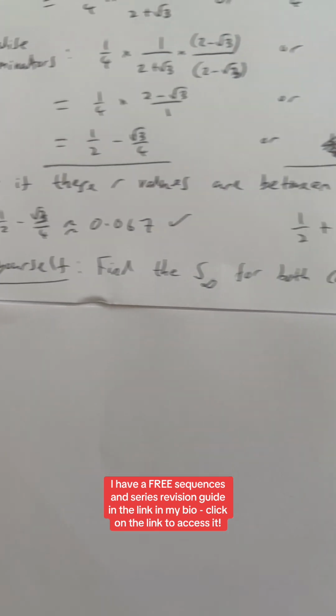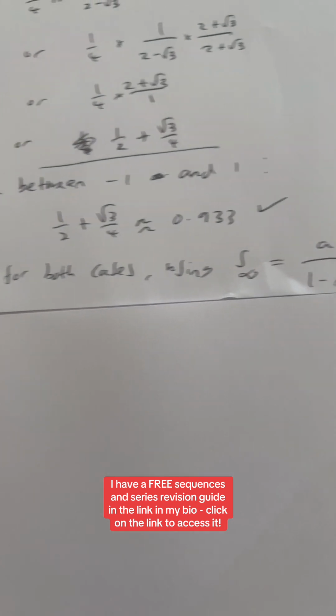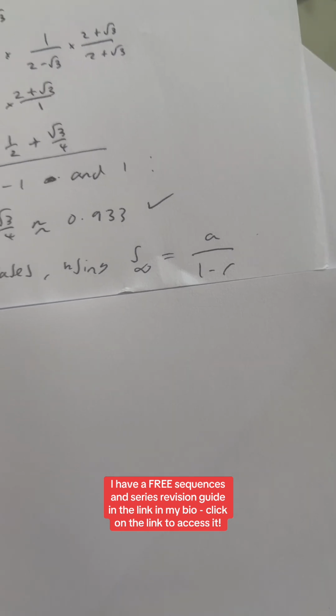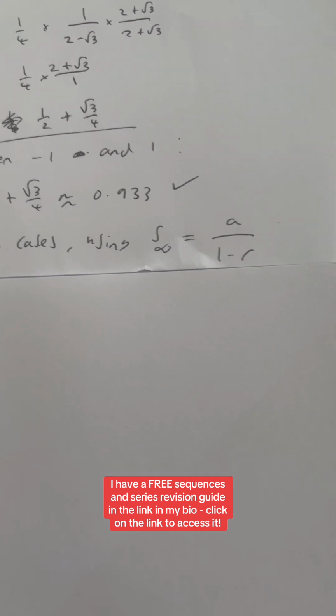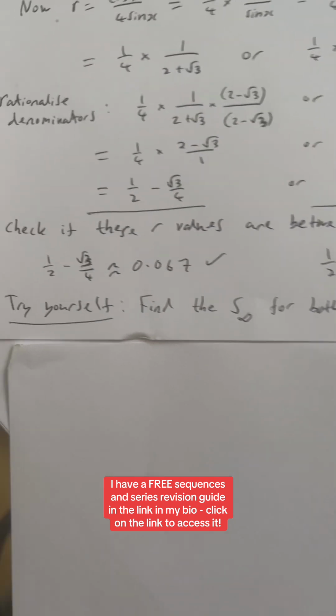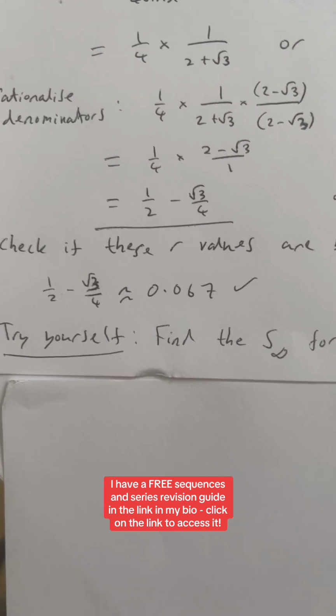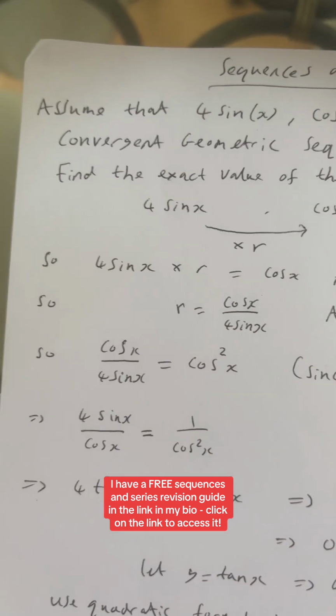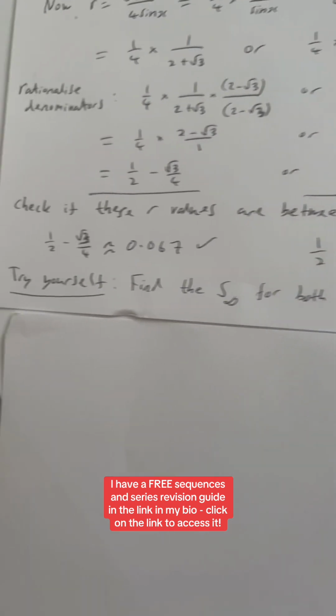Now, if you want a bit of homework, try and find the sum to infinity in both of these cases. We've got the two r values. Both of those r values will have a different first term. So remember, a is your first term. I want you to see if you can do this yourself. We've got two cases. Can you work out the sum to infinity in both cases?